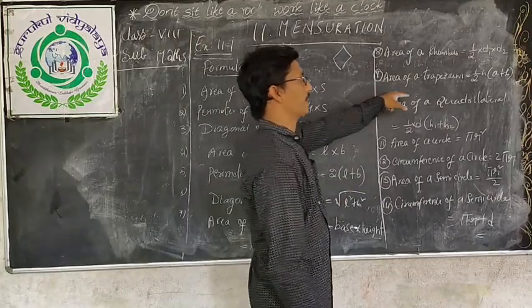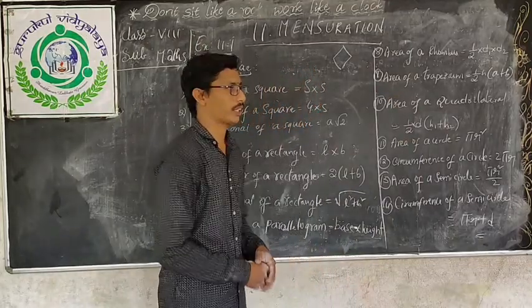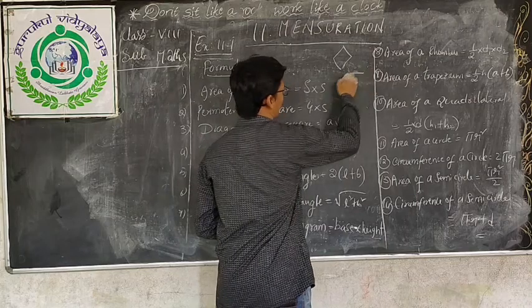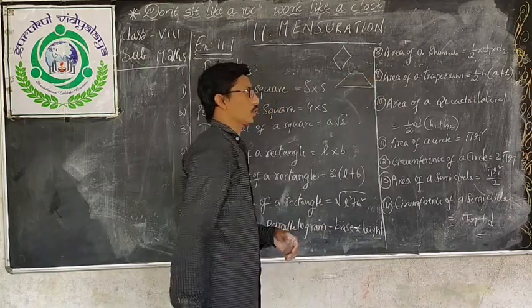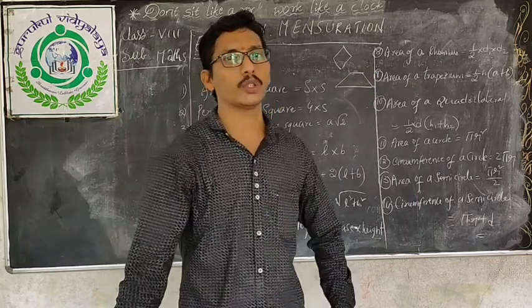And area of a trapezium. Area of a trapezium figure, you already have an idea. It will look like this. So area of a trapezium is equal to half into h into (a plus b).